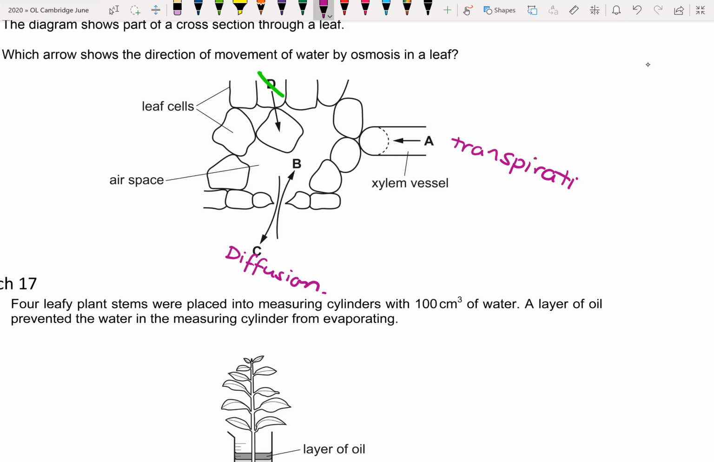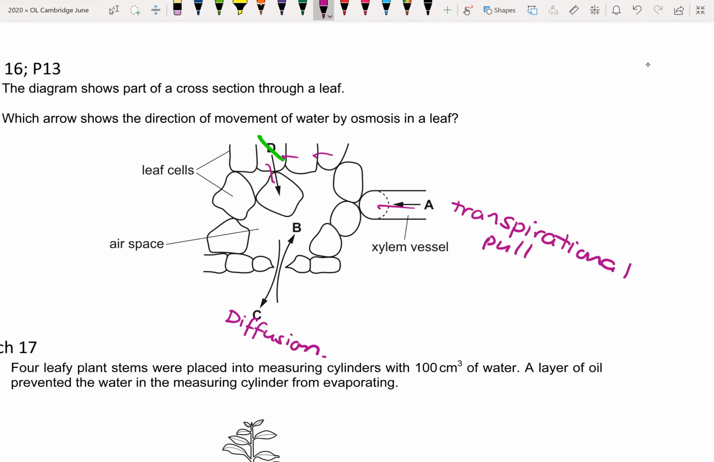The pull of the transpiration is moving the water along the xylem vessels. But as it moves from one cell to the next, it moves by osmosis. So D is the one that is showing osmosis. As it moves from cell to cell, it is moving by osmosis through the partially permeable cell membrane. Are you okay with that?